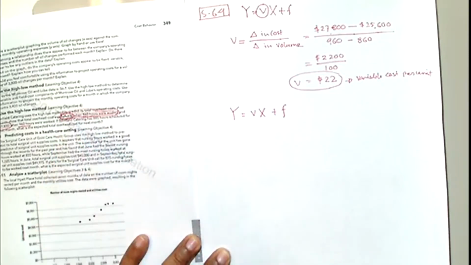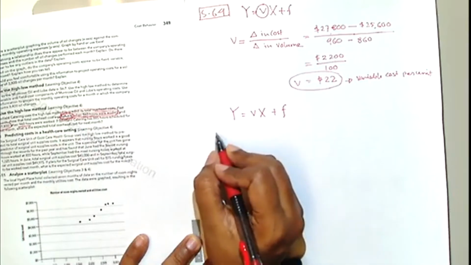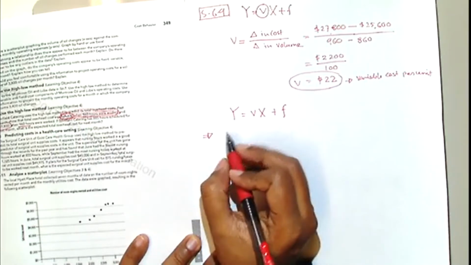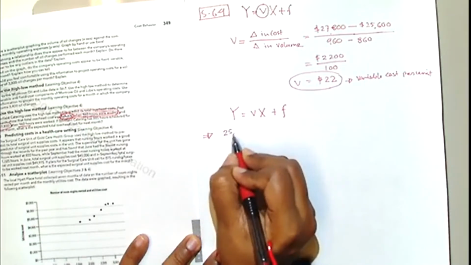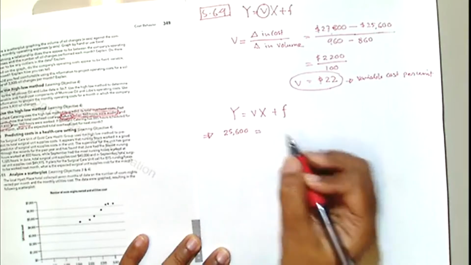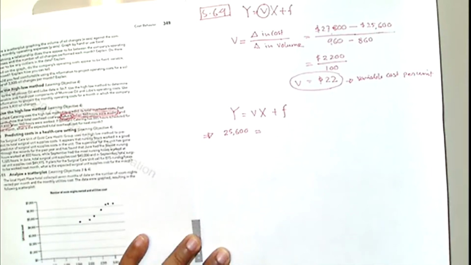25,600, this is our total cost. So that means it's the value of Y. So if I plug in all these numbers, our Y is 25,600. Now we just solve for V. V is how much? V is what number? V?